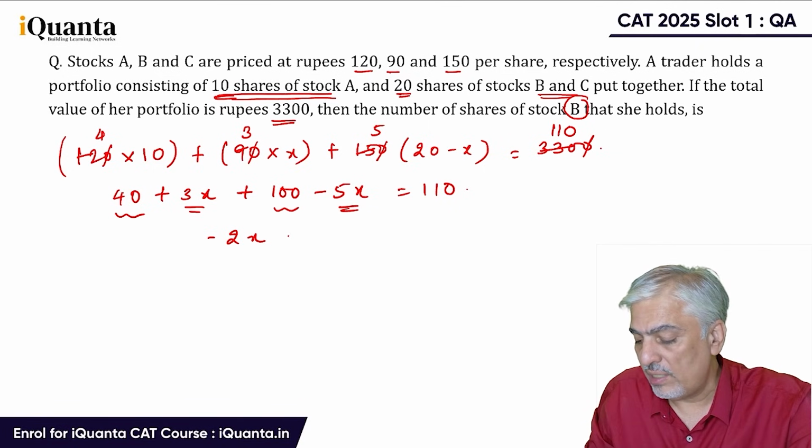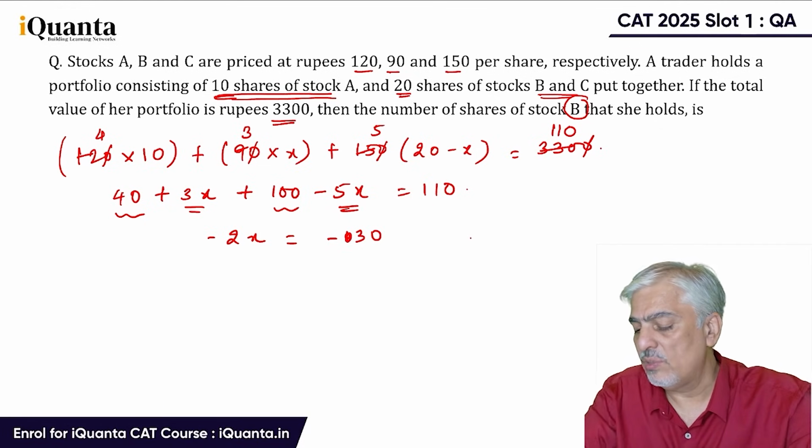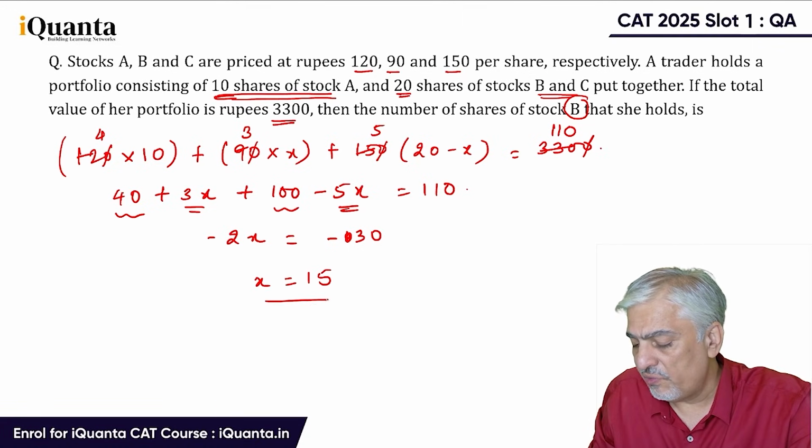110 minus 140 will become minus 130. Sorry, that will become minus 30. 110 minus 140 will become minus 30. Negative negative cuts out. So x becomes 15.